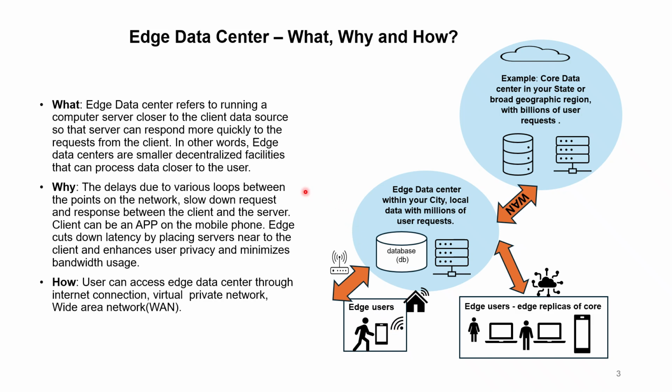Now let us see why we need an edge data center. There is huge data traffic between the server and the client. There are various loops between the points on the network. These loops slow down request and response between the client and the server. Client can be an app on a mobile phone. Edge cuts down the latency by placing the server closer to the client and thereby enhances user privacy as the user's personal data stays local. Edge also minimizes bandwidth usage.